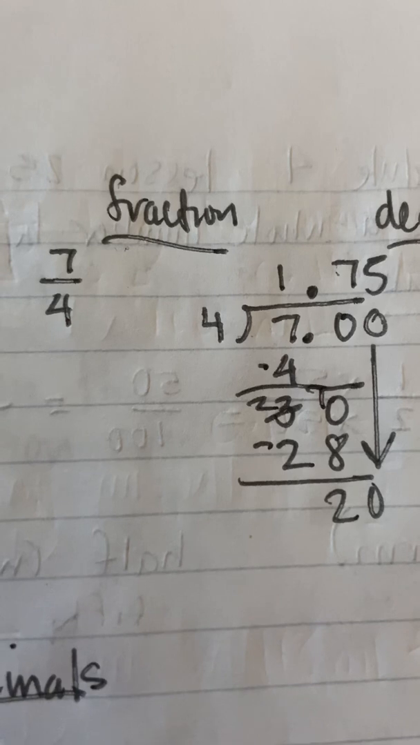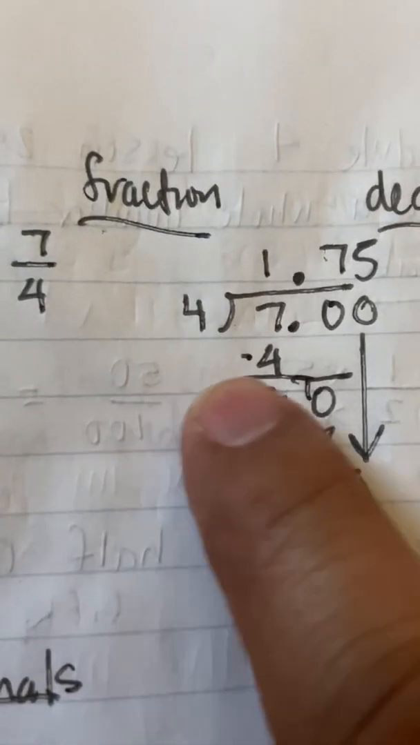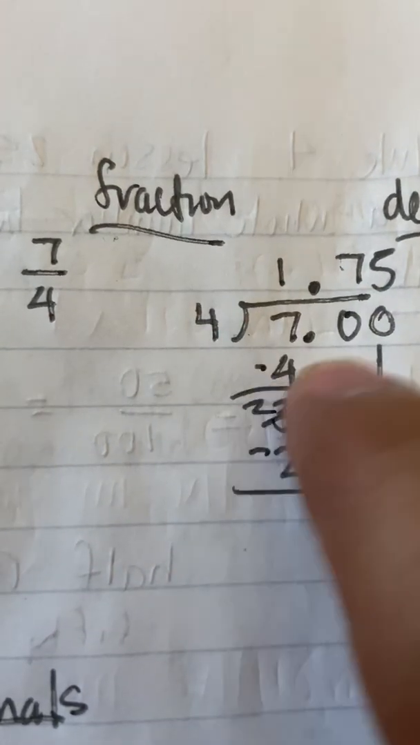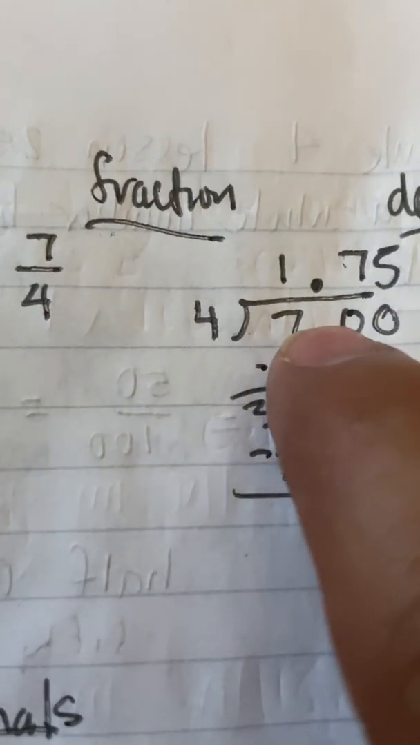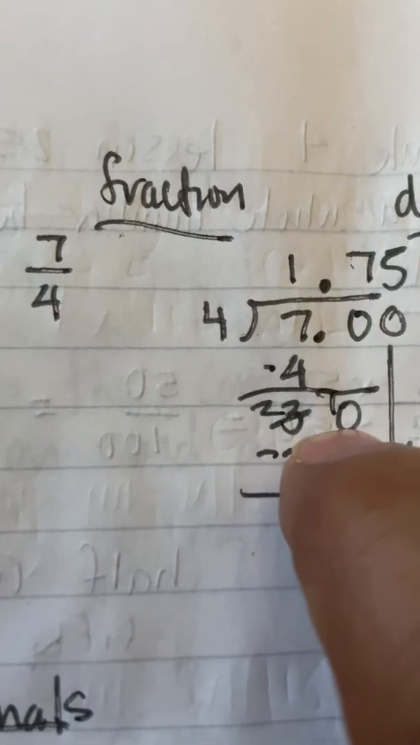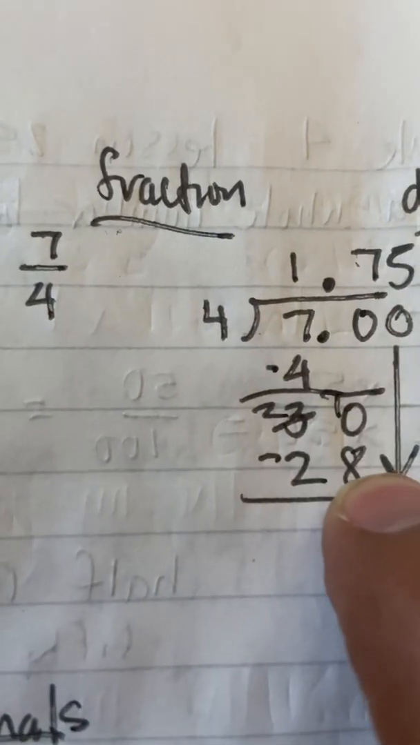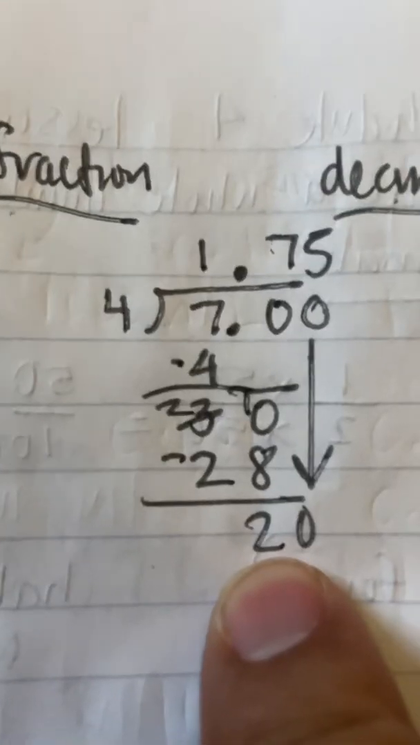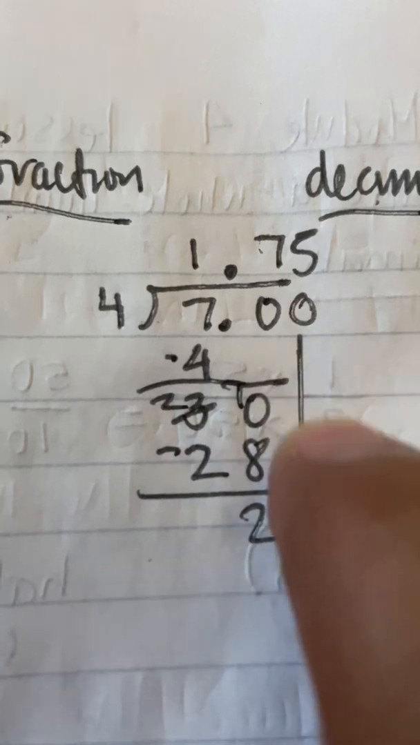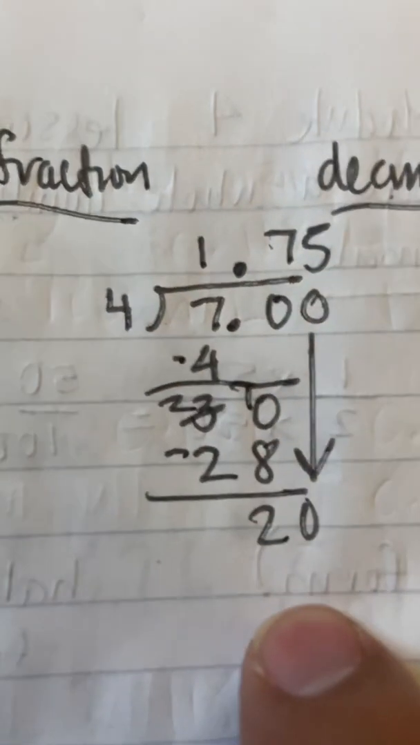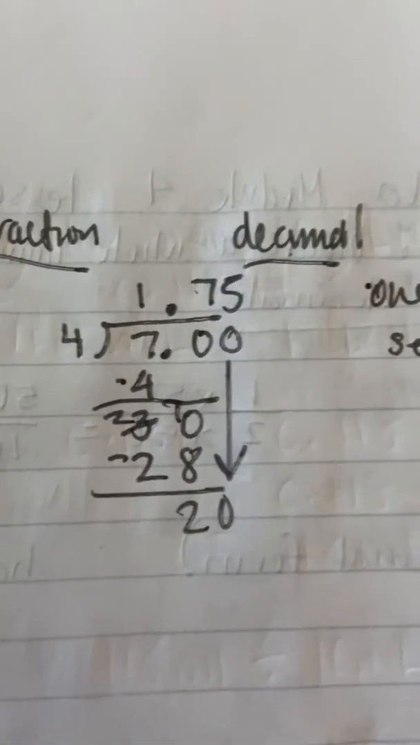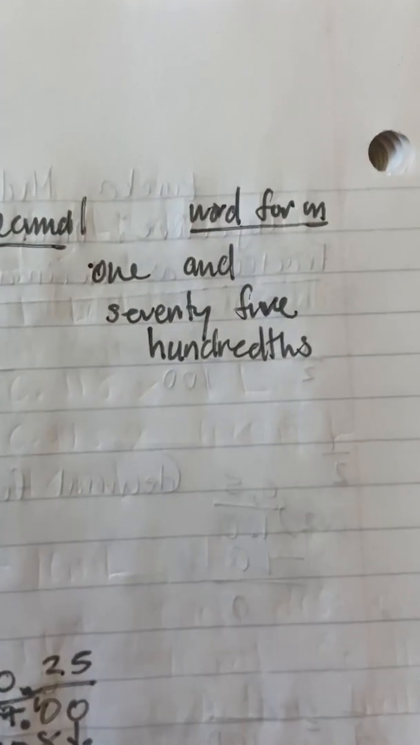The 4, the denominator, becomes my divisor. The 7, my numerator, becomes my dividend. 4 goes into 7 one time. 1 times 4 is 4. 7 take away 4 is 3. Add a decimal, bring down a 0, so that's 30. 7 times 4 is 28. And 30 take away 28 is 2. Don't want that remainder, so I'm going to add another 0. Becomes 20. 5 times 4 is 20. Again, I didn't finish this part, so 20 take away 20 is 0. And my decimal form is 1 and 75 hundredths. Word form, 1 and 75 hundredths.